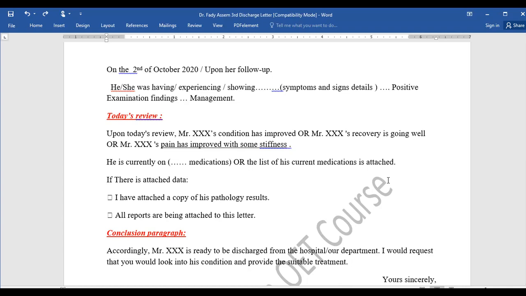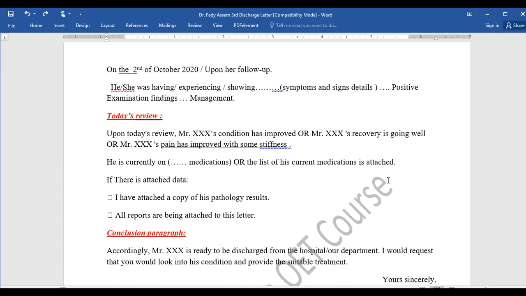Lastly, you will write today's review or today's condition of the patient. In most cases, if you are going to discharge this patient, that means that his condition has improved or he is recovering from his illness. Also, if you changed the medication of this patient, or if you have done some sort of consultation, psychiatric or physiotherapist consultation, you have to mention it as well in this paragraph.